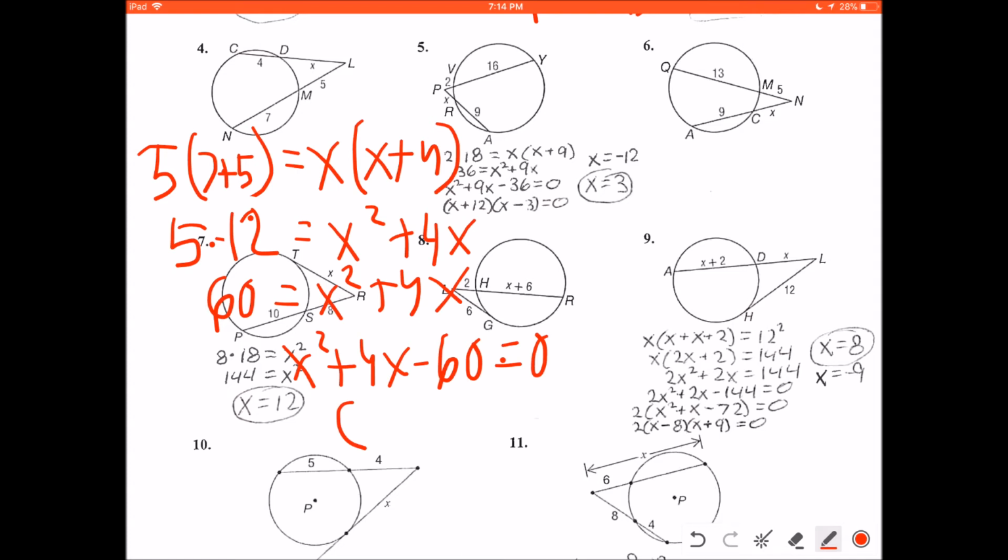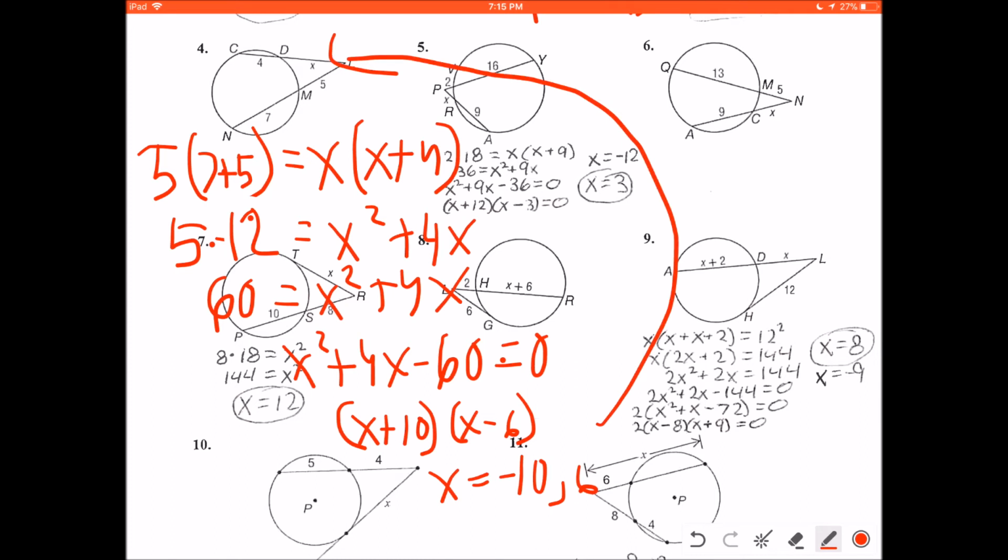You can do 5 times 12, 10 times 6. 10 times 6 seems to work if you do x plus 10 and then x minus 6. That works, and you have x equals negative 10 or 6. Kind of weird, but it works. Let's move on now to 10.8.